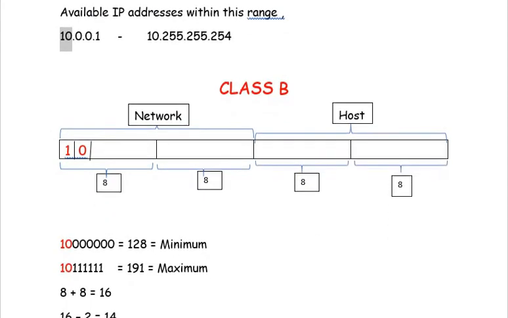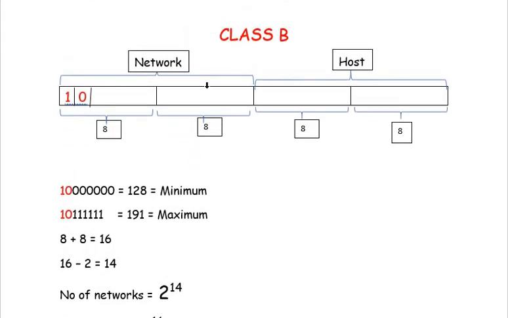And class B: network part is the first 16 bits, host part is the rest, 16 bits. 1 and 0 are the leading bits. Minimum value 128, maximum 191. 128 to 191 is the range.